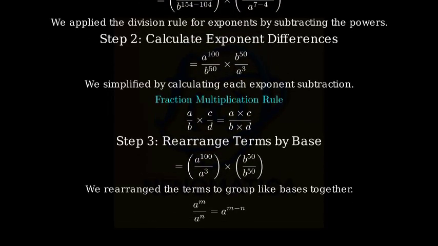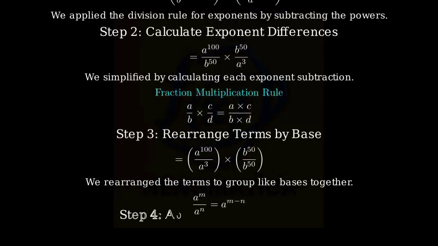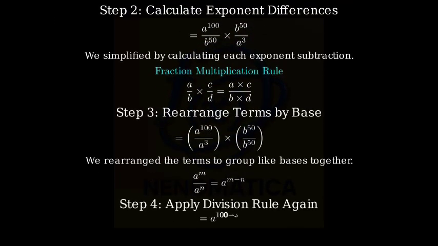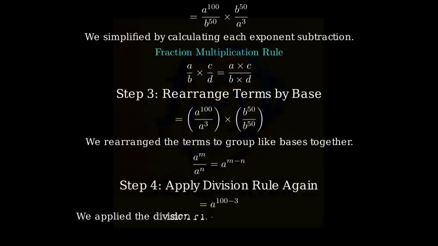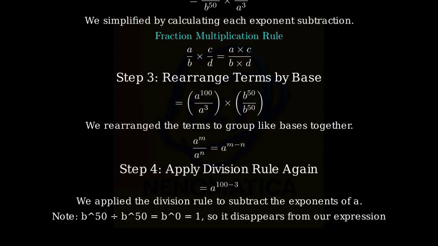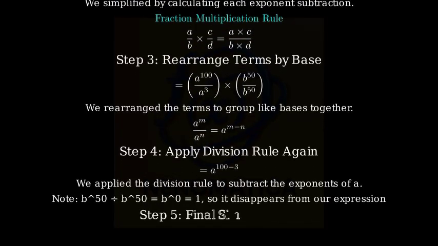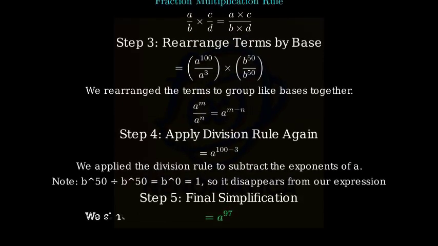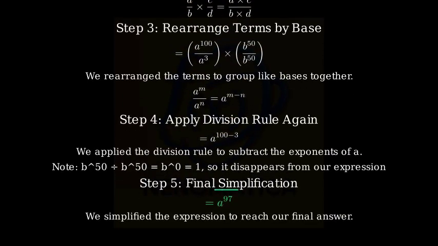Now we can use the division rule for exponents again. Remember, when we have the same base in the numerator and denominator, we subtract the exponents. So a to the power 100 divided by a to the power 3 equals a to the power 97. In our final step, we calculate 100 minus 3. Since 100 minus 3 equals 97, our answer is a raised to the power 97.